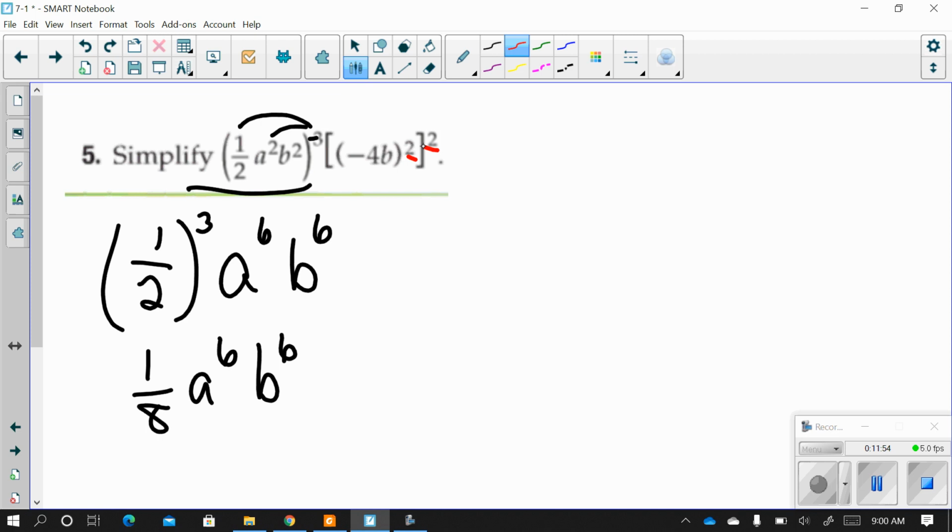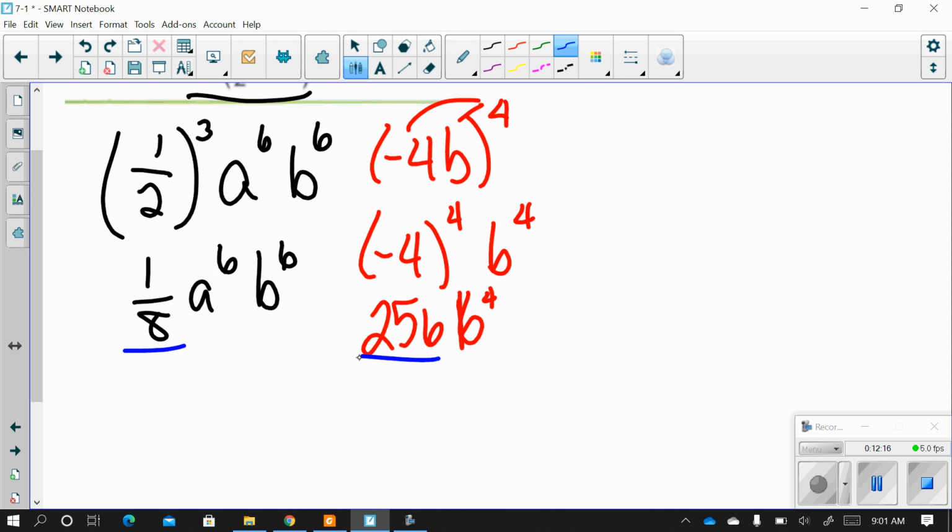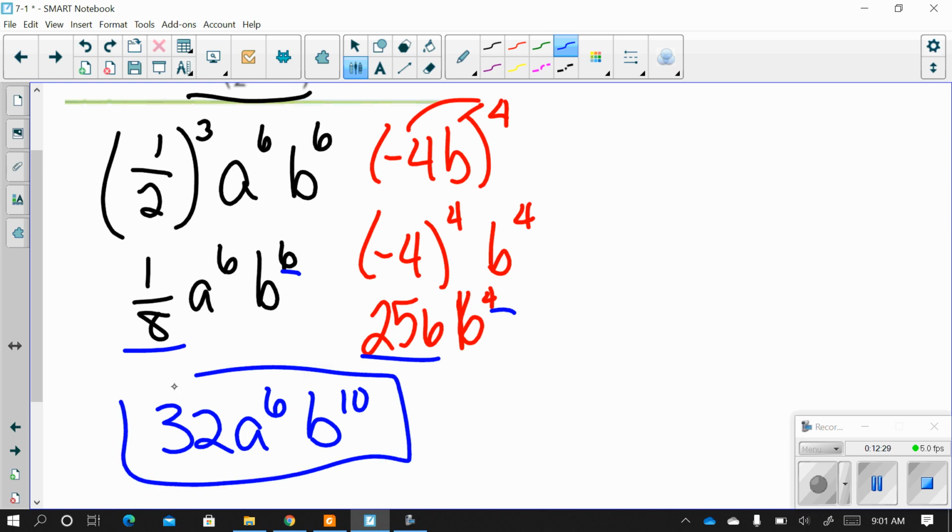Okay, over here I see a power to a power, so that's going to be negative 4b to the 4th. Now I need to distribute that power. So again, in parentheses, negative 4 to the 4th, b to the 4th. Well, negative 4 to the 4th gives me 256, and I'm going to keep it as b to the 4th. Okay, so now I can go ahead and combine. 1/8 times 256 gives me 32. I don't see any other a, so keep it a to the 6th. B to the 6th, b to the 4th gives me b to the 10th. And that's my final answer.